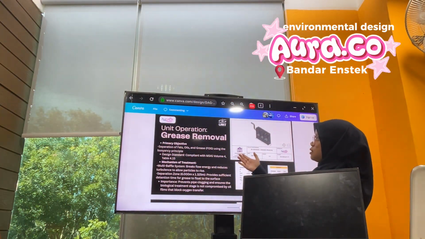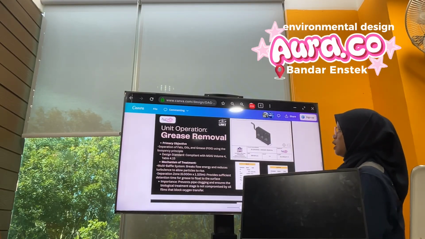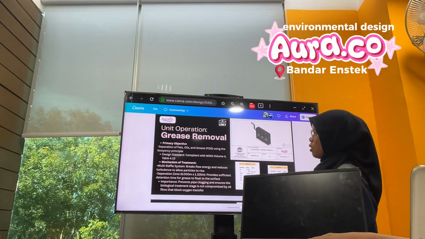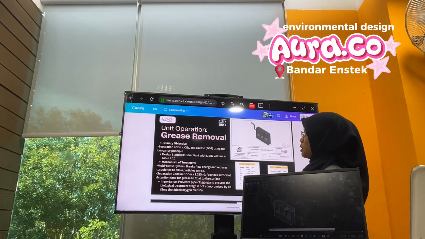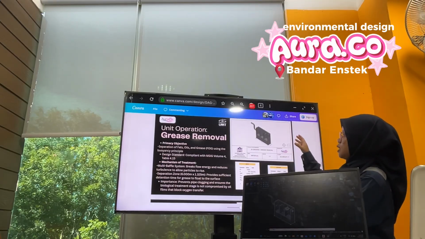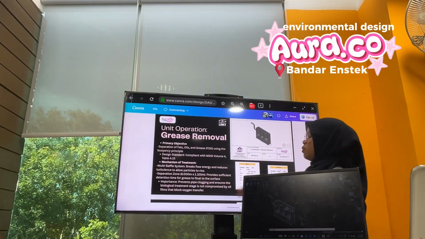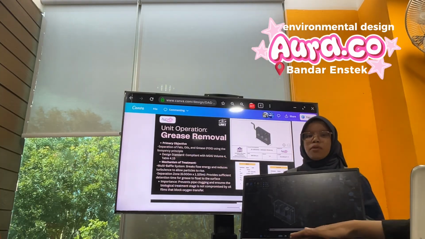Next is the grease removal. This is our final result for the grease removal. The objective of the grease removal is separation of fats, oil and grease using the buoyancy principle. For the design standard for the grease removal, we choose to comply with MSIG Volume 4, Table 4.15.